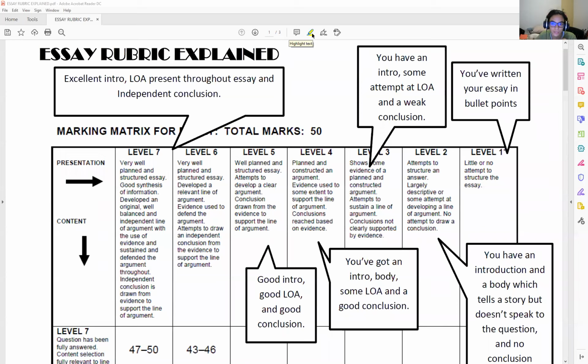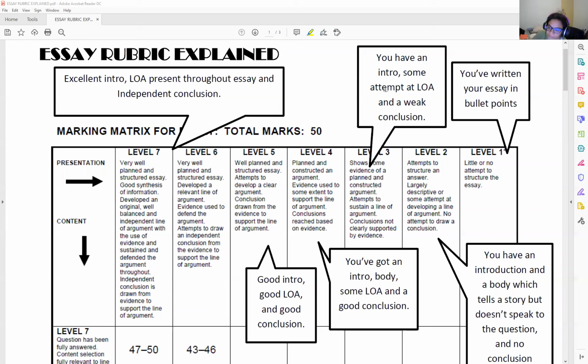So we will have a look at presentation and then we'll have a look at content, but please be aware that content is marked first. So it doesn't matter if your essay is perfectly, beautifully structured, you've got a fantastic introduction, beautiful conclusion, lovely line of argument going there, but your essay is nonsense. You're still going to get naught for that essay, even if you have beautiful presentation. So just keep that in mind as I go through the essay rubric.